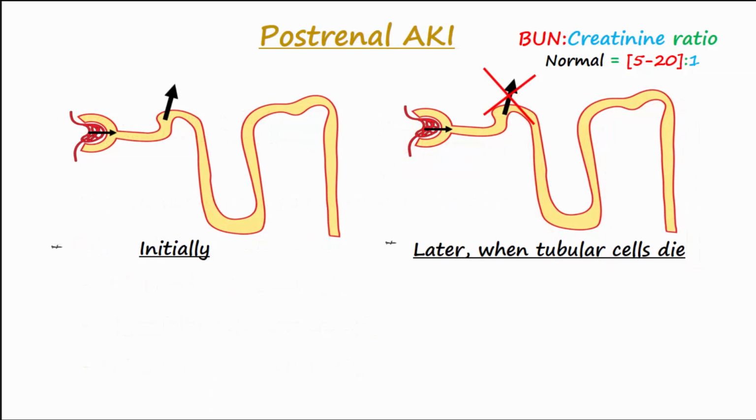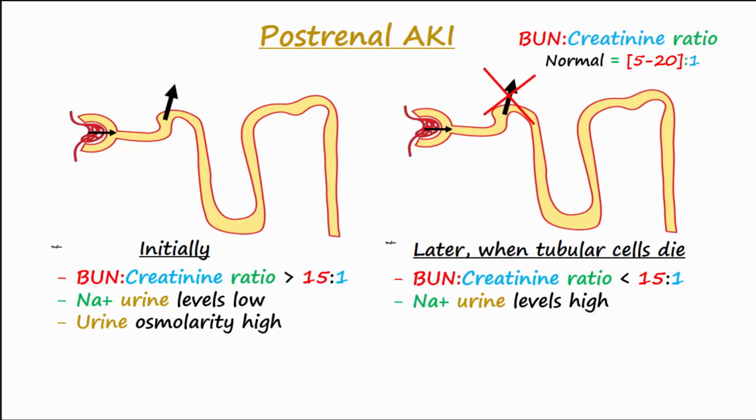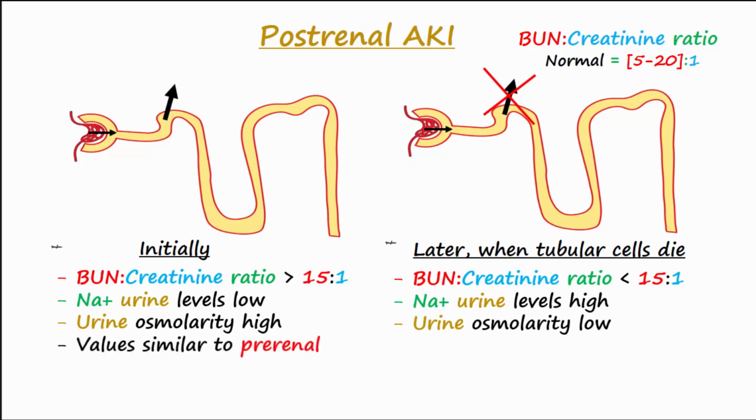With postrenal AKI, the BUN to creatinine ratio is typically greater than 15. As tubular cells become damaged, the level drops to below 15. Sodium levels in the urine are initially low, but then increase as tubular cells become damaged. Urine osmolarity is initially high, but then as cells are damaged, the non-absorbed sodium in the urine draws water and dilutes the urine. Overall, it could be said that initially postrenal is similar to prerenal, but as the cells are damaged, values become more similar to intrarenal AKI.